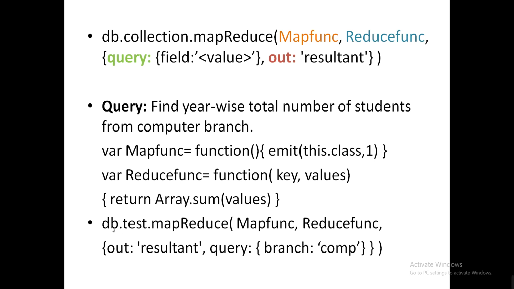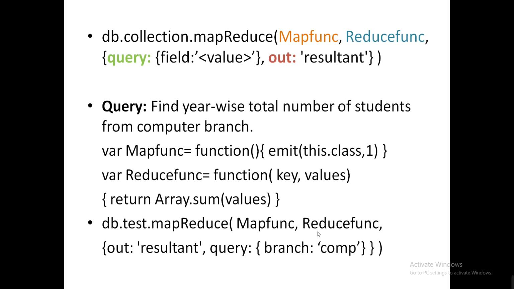So we have to execute the command db.test.mapReduce, mention the name of the mapping function as the first argument, mention the name of the reduction function as the second argument, and as I told, in out we will mention the name of the resultant collection, and in query we will mention the filter which we want to apply on the parent collection before the MapReduce is executed.